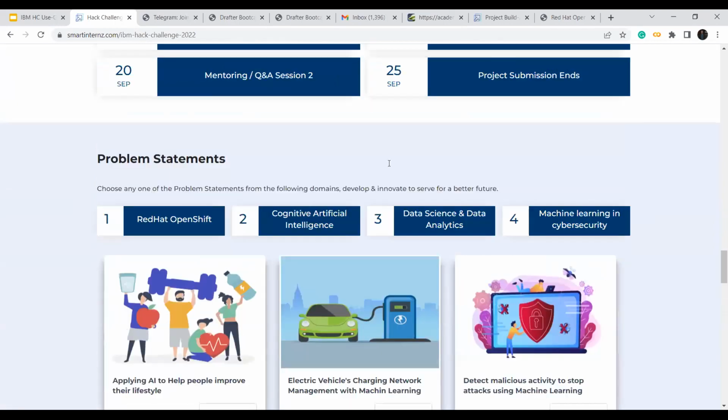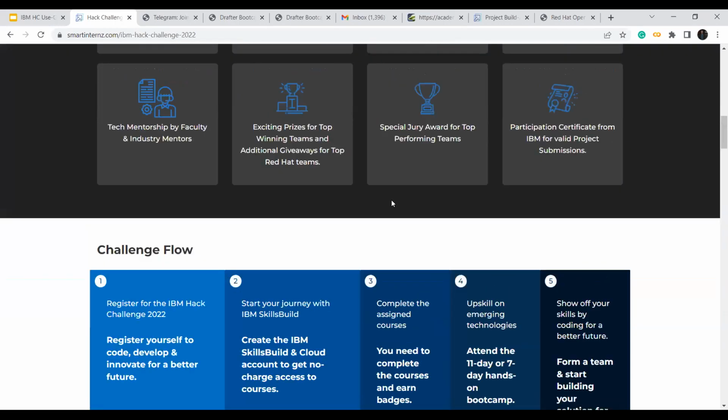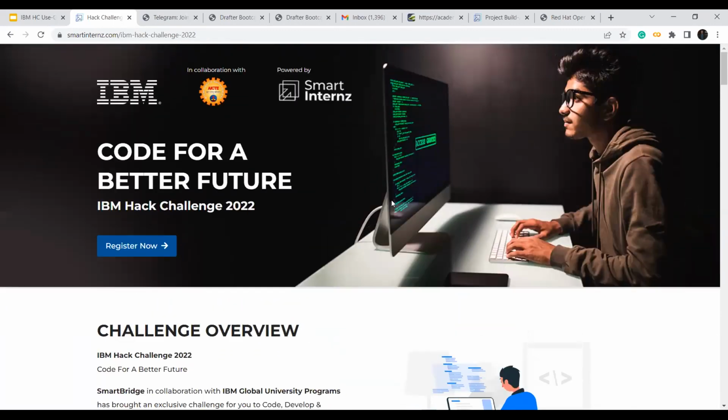Any more queries regarding problem statements and all? I hope you have clarity. If you are facing any difficulties, please join the Telegram group. Anonymous attendee, if possible, can you please elaborate more about your question? Didn't get what exactly you are asking. Any more queries, guys?